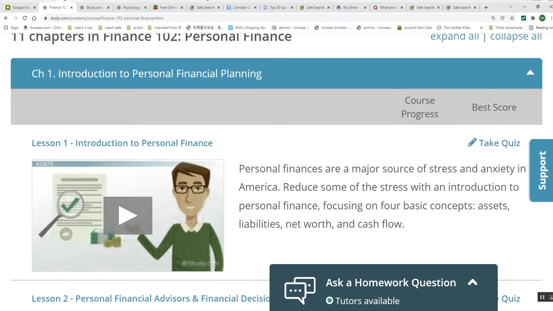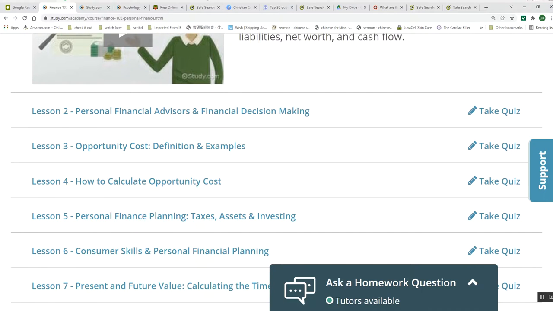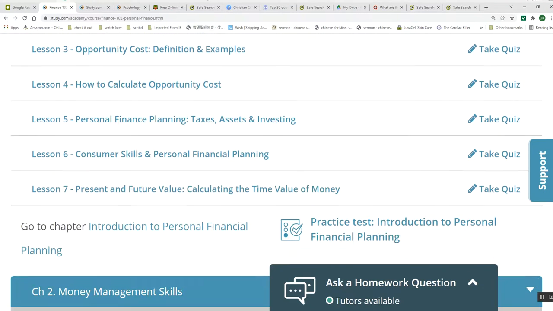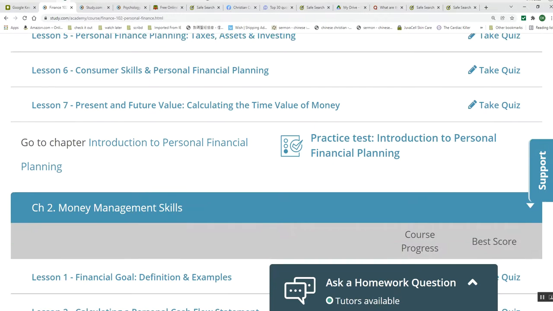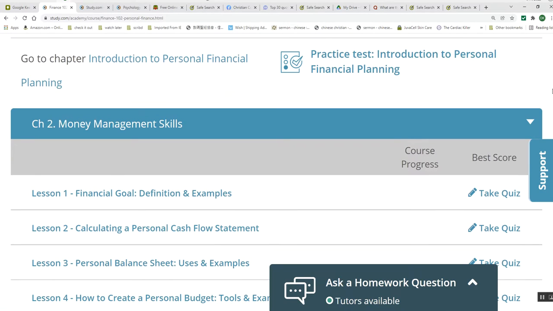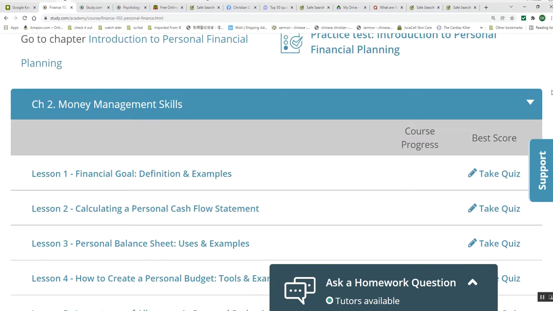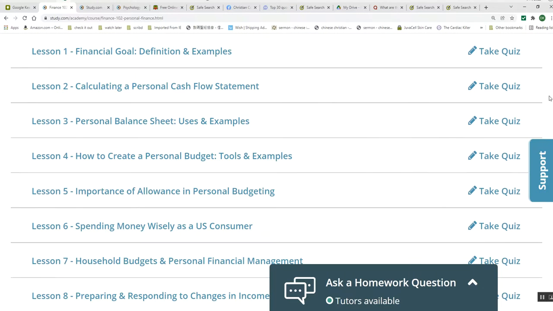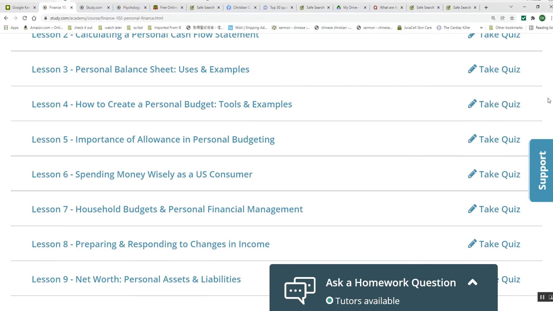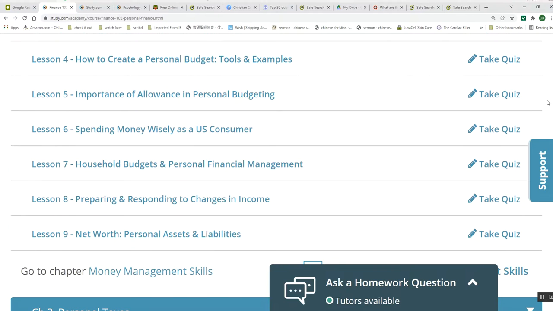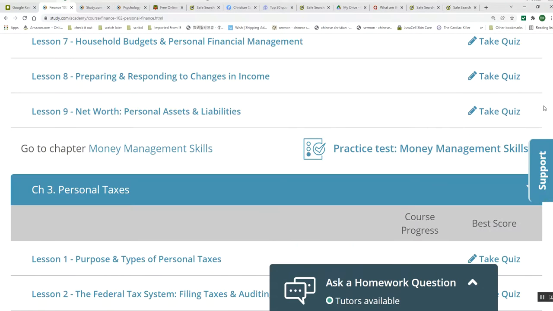This is chapter 1, Introduction to Personal Financial Planning, and here we go, lessons 2, 3, 4, 5, 7 lessons for chapter 1. Chapter 2 is about money management skills and talks about balance sheet, allowance, spending money wisely, pretty basic. Sometimes you might pick up a terminology or a concept, and you could Google it to learn more about it.